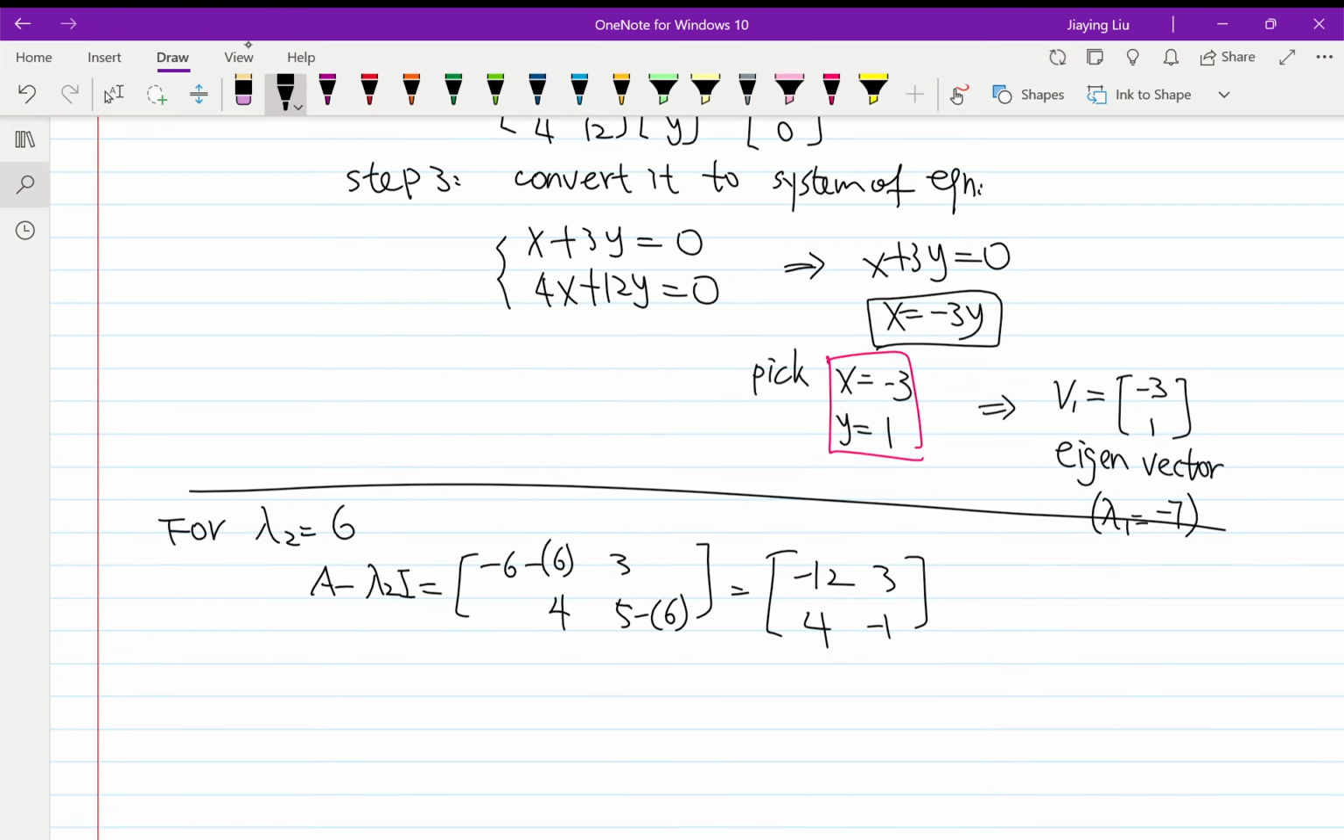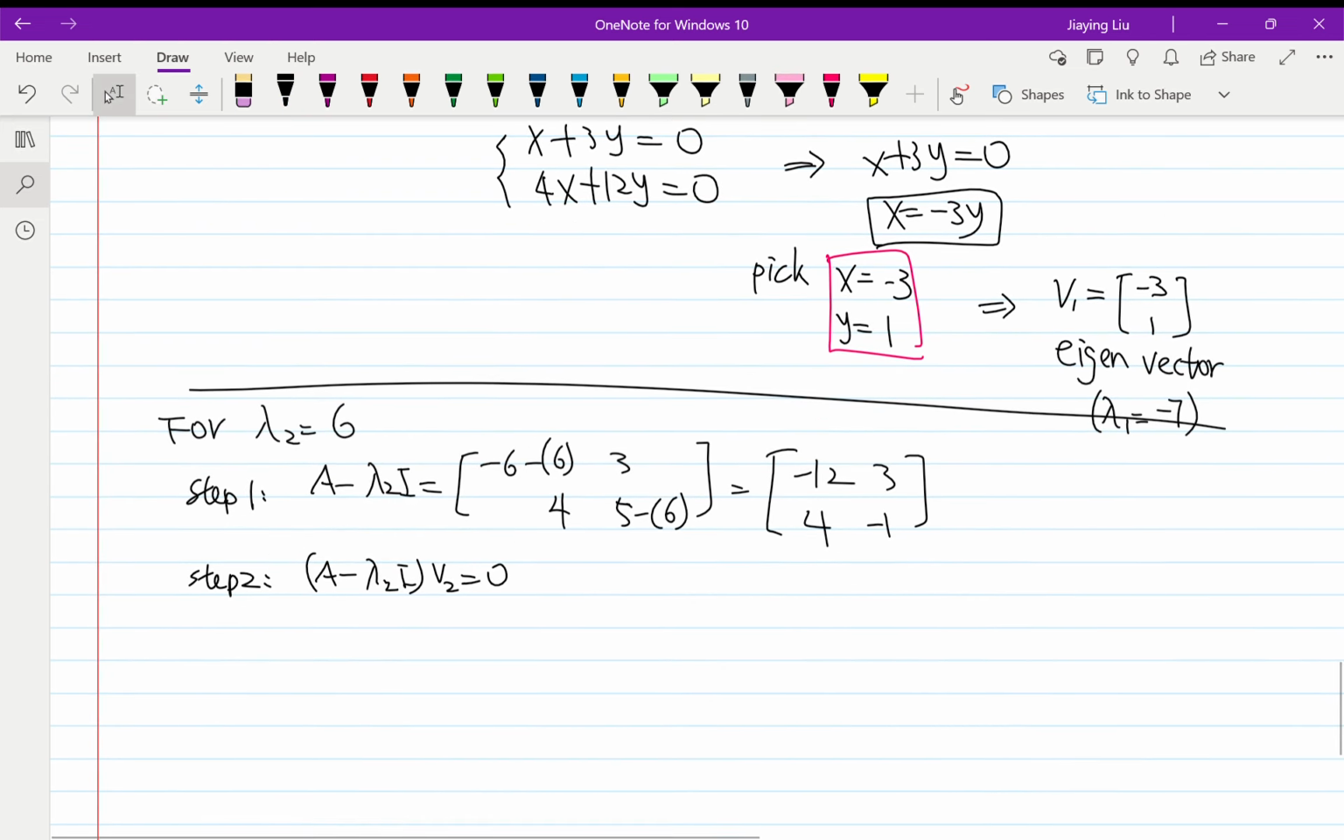So that's step 1. Step 2, we're going to find the matrix equation, which is A minus lambda 2 I times v2 equals 0. Don't worry about the subscript. You can just use lambda and v all the time. So that will be -12, 3, 4, -1 times this vector x, y. That's equal to 0, 0.